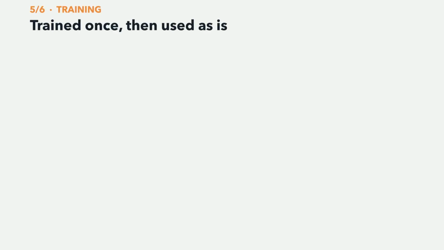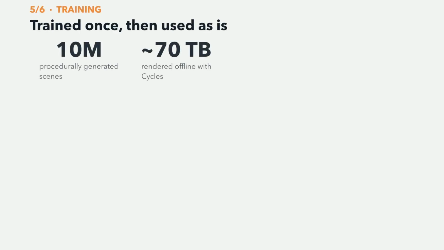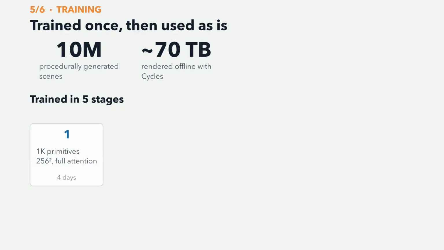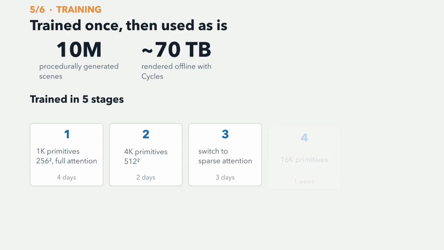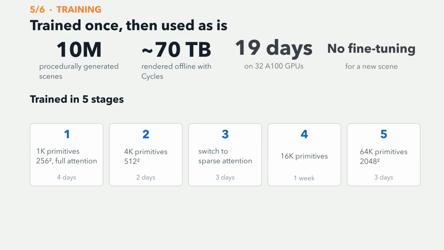Training is 10 million procedurally generated scenes, about 70 terabytes, all rendered offline with Cycles, in a 5-stage curriculum that grows resolution and primitive count together. 19 days on 32 A100s, and after that, no fine-tuning to render a new scene.